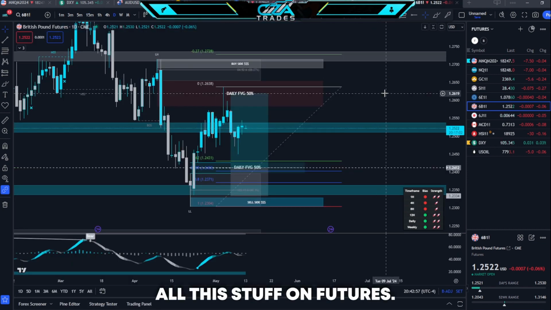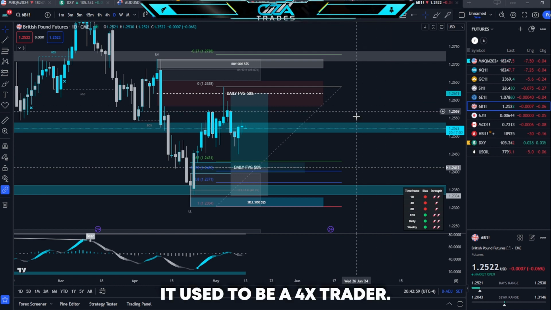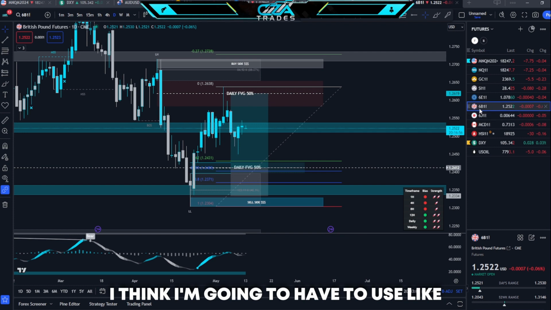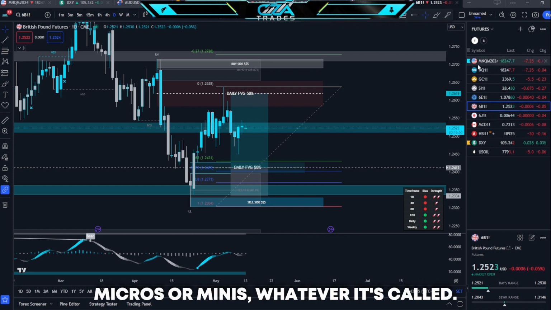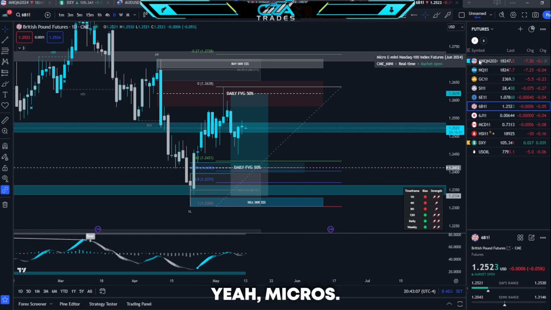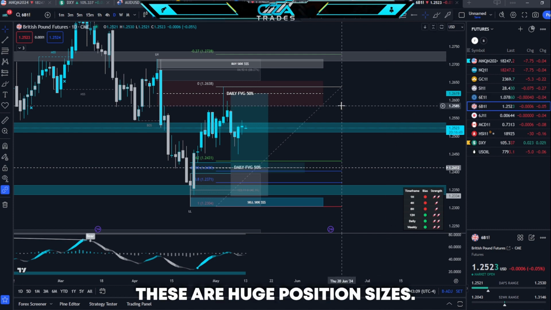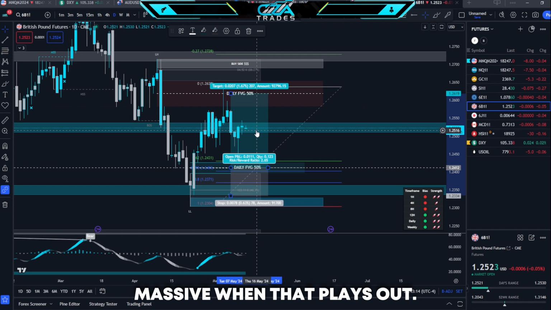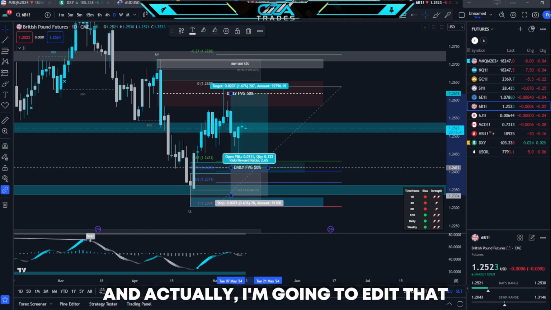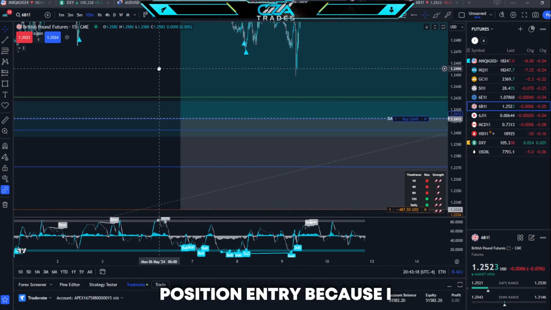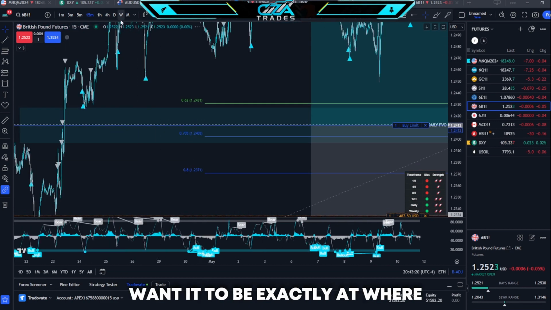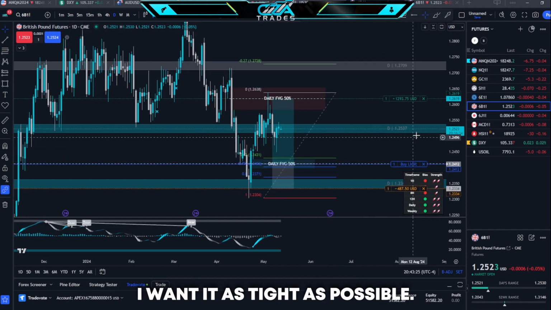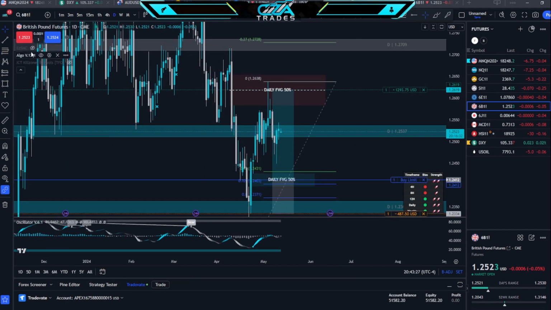I'm still getting used to all this stuff on futures. I used to be a Forex trader. I think I'm gonna have to use micros or minis, whatever it's called. Yeah, micros for Forex, because these are huge position sizes. But yeah, that's gonna be massive when that plays out. And actually, I'm gonna edit that position entry because I want it to be exactly where the order block's at. I want it as tight as possible.